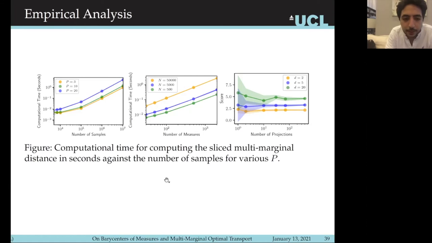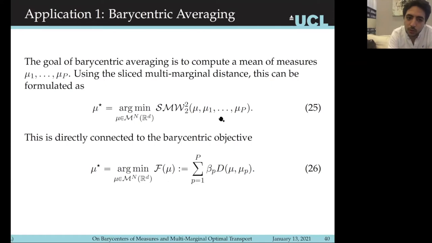Now we're gonna go into applications. So the first one, it's maybe not the most interesting application, but it's pretty informative on what the properties of this slice distance that we propose are. And we show that it's intimately linked to barycenters of measures.